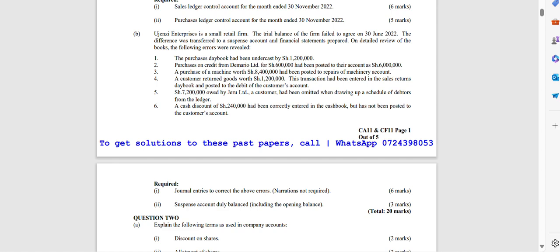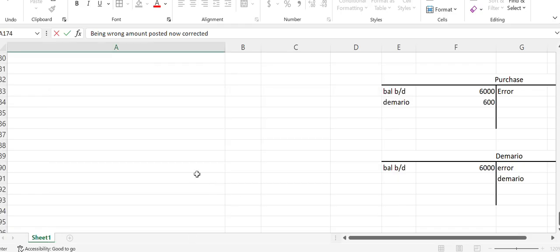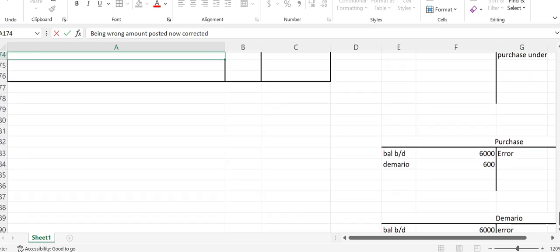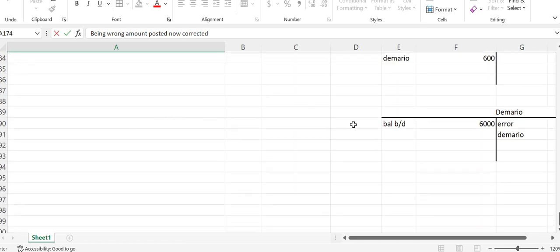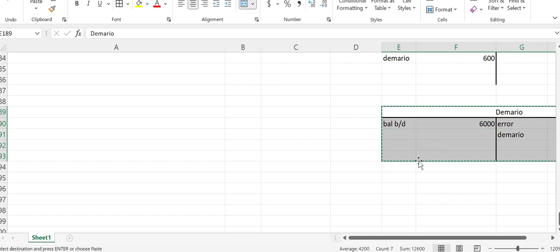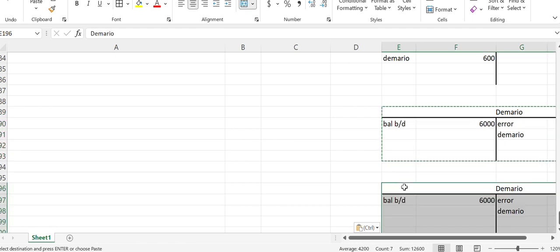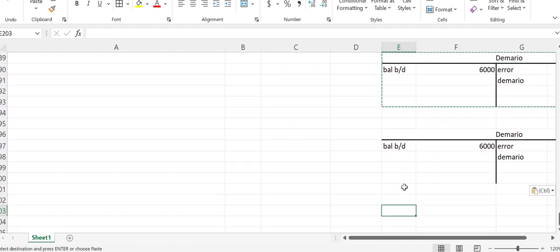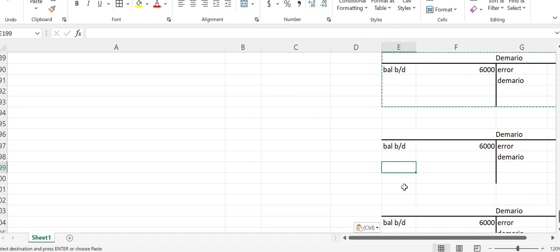So let us correct that error so that we get to know what we are going to post in the journal entries. So we have a purchase of machine. So we are going to have machine account, and we are going to have repairs of machinery account. So allow me. So I'm going to open it here. Hapa chini. Remember, these accounts, you don't necessarily need to have them. The only account that you need to have is the ledger account and the suspense account.